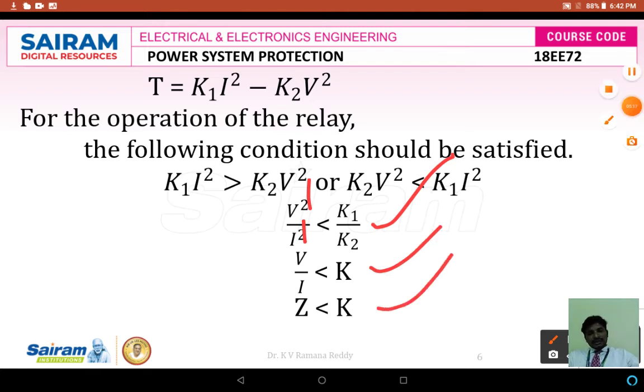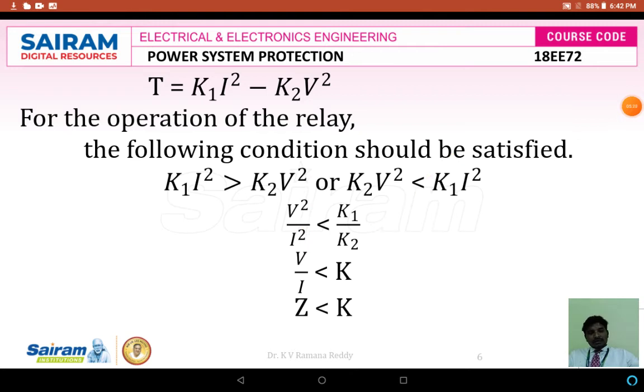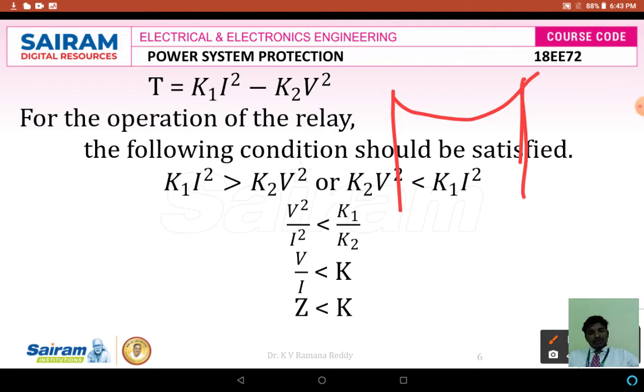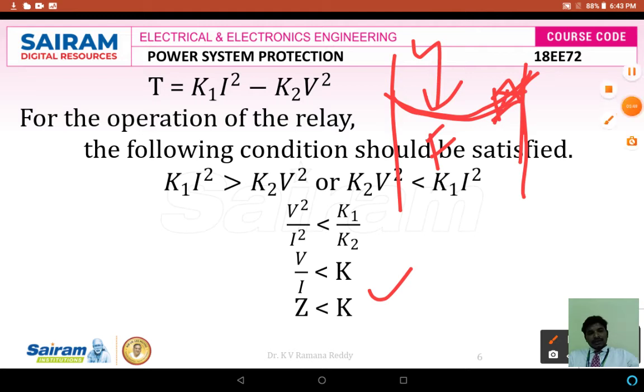Then what is K? K is the preset value, that is the amount of impedance offered between two successive poles. Between two successive poles the amount of impedance is always the same, whose value is exactly the impedance offered between the two successive poles, that is K. If the fault occurs at any place, definitely the value of the impedance from the fault location to the relay location is always less than K.